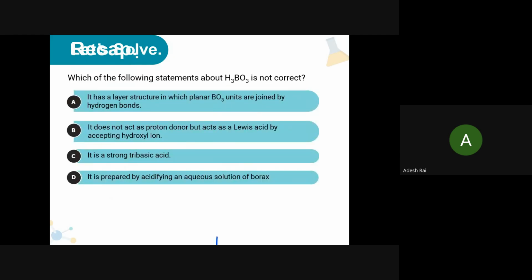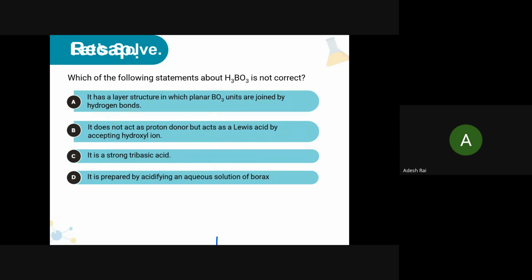What about the second statement? It does not act as a proton donor, but acts as a Lewis acid by accepting hydroxyl ion. Do you believe it is correct? Very correct, because just now we saw that it is not a protonic acid, it is a Lewis acid. But still the n-factor is 1. Why? Because it takes OH minus from water and donates H plus of water only. Only one H plus it can donate. So it is monobasic.